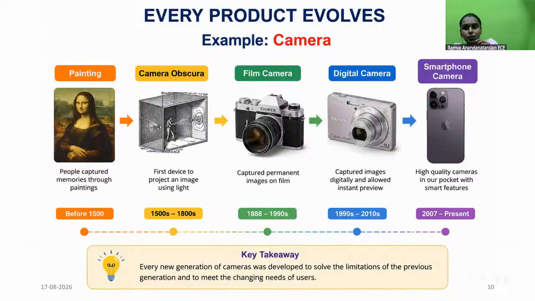But do you think it will stop here? No, it is never going to stop because the evolution continues on and on. Every new generation of cameras was developed to solve the limitations of the previous generation. So, what was the problem with the digital camera? The size was big. You need to have an explicit device for taking photos. Now we have it in our mobile phone itself. It is an added on feature in the mobile phone. So, we have solved the limitations of the previous generation.